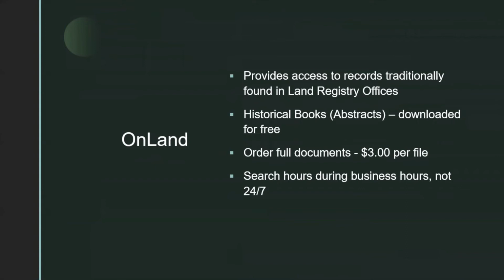The historical books abstract, which is kind of like an index entry, gives you basic information about a date when a property changed hands from one person to another, and a few details. And then you have to use the number listed in that abstract to order the full documents, which are $3 per file. And search hours on this website are also limited. You can't just search it 24/7. It's only during the business hours of the land registry office. And the reason for this is because every time a property changes hands, even now, like when you sell a house or buy a house, all the information has to be registered at the land registry office, and they need time for that to update, and you can't have 24-hour access to all records.